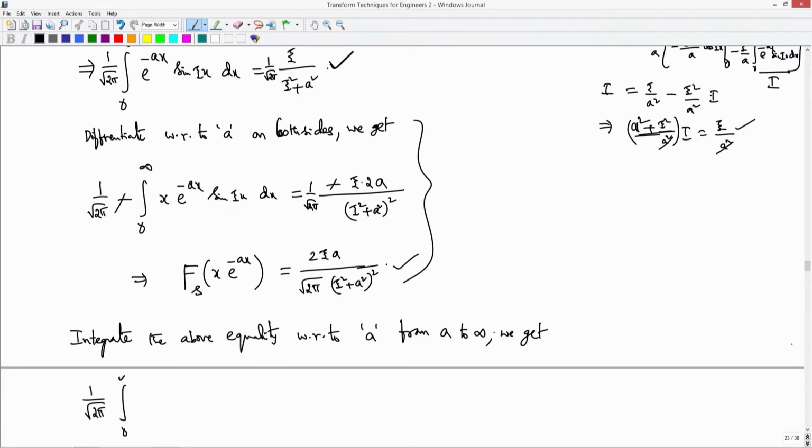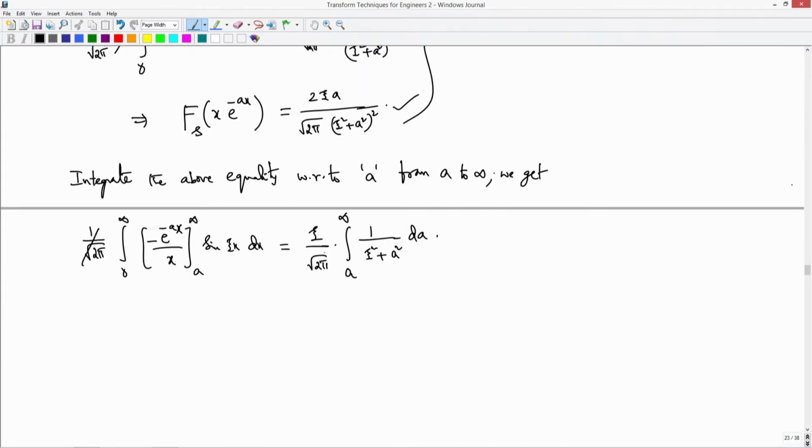If you integrate e power minus a x with respect to a, you get e power minus a x divided by minus x. You are integrating with dA, where x is not the variable, and you are doing it from a to infinity, times sin xi x. This is equal to 1 by root 2 pi, and here you integrate from a to infinity. The xi comes out, since it is not a function of this, so 1 divided by xi square plus a square dA, that is the meaning.